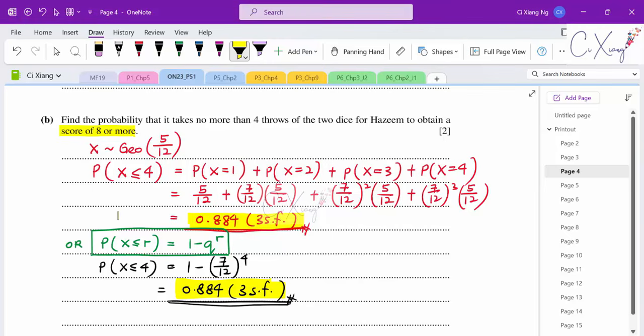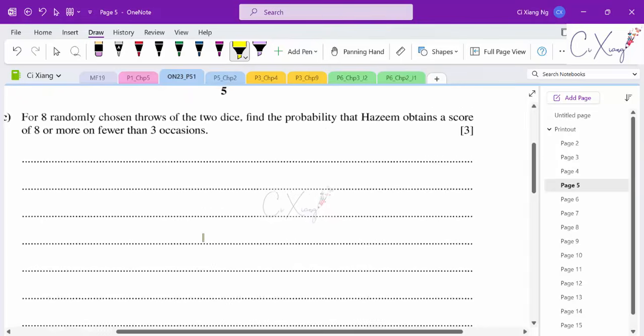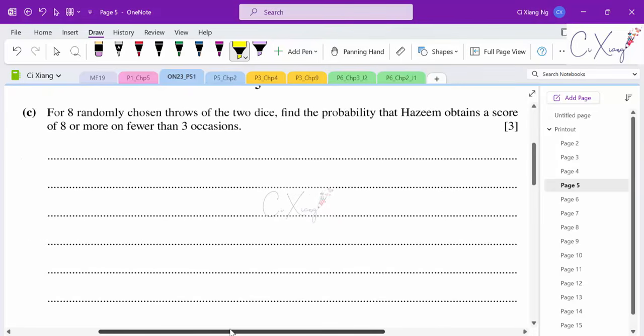Alright, okay, then let's proceed to question C, part C. Now instead of repeatedly throwing the two dice, they are mentioning that I now throw eight randomly chosen throws. That means I choose 8 of the throws for the two dice, then find the probability that they obtain a score of 8 or more fewer than 3 times, fewer than 3 occasions.